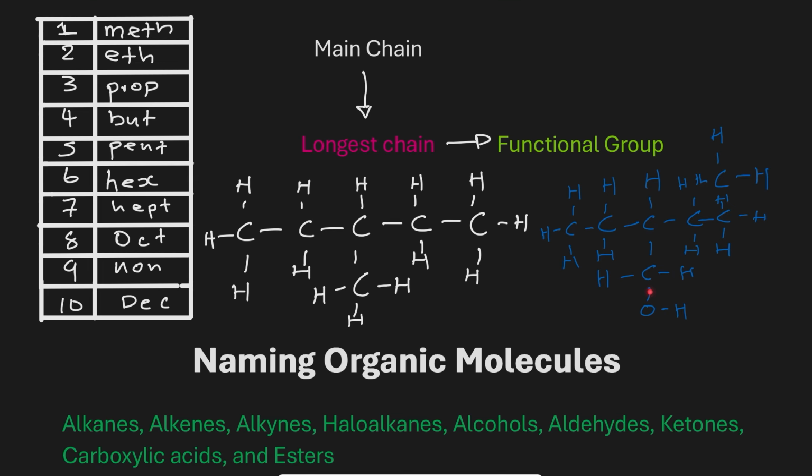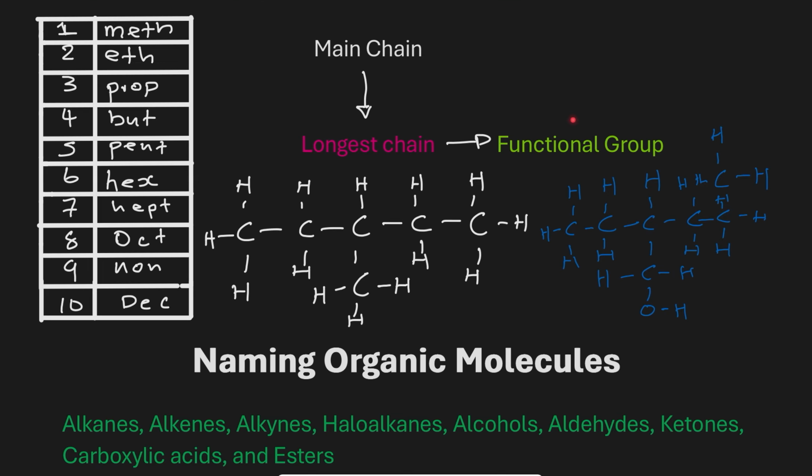Now it would be incorrect if you said that the longest chain is going to be this chain. If you look at this chain here, how many carbons does it have? 1, 2, 3, 4, 5, 6. But in this chain, we don't have the functional group. So we are not going to consider this chain as our longest chain. So remember, the longest chain always has the functional group.